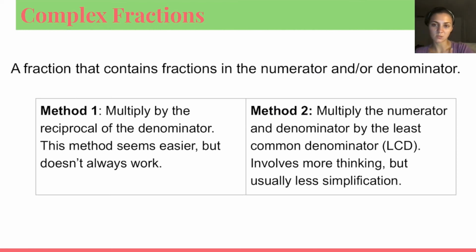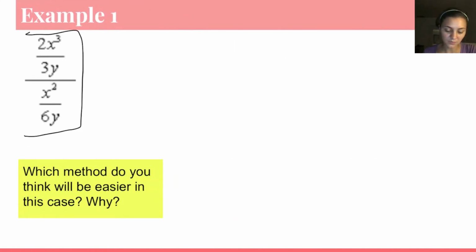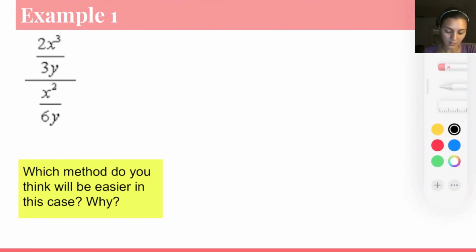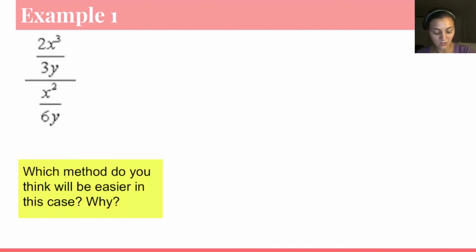So method 2 is to multiply the numerator and denominator by the least common denominator, or LCD. So this can involve more thinking, but usually there's less simplification involved, and it always works. So this is kind of a foolproof method that does involve a little bit more strategy, but it does always work. So in this first problem that we have here, I want you to look at it and just think, which method do you think will be easier in this case?